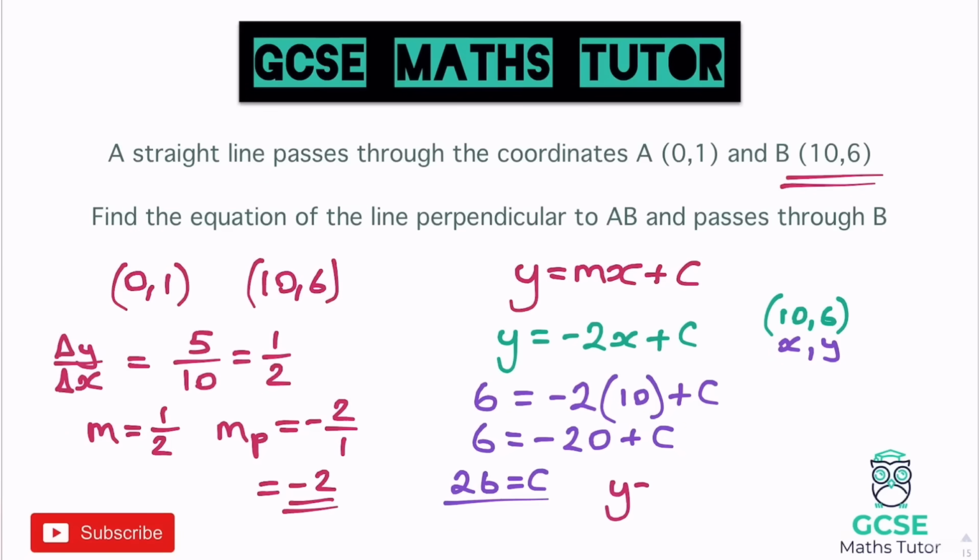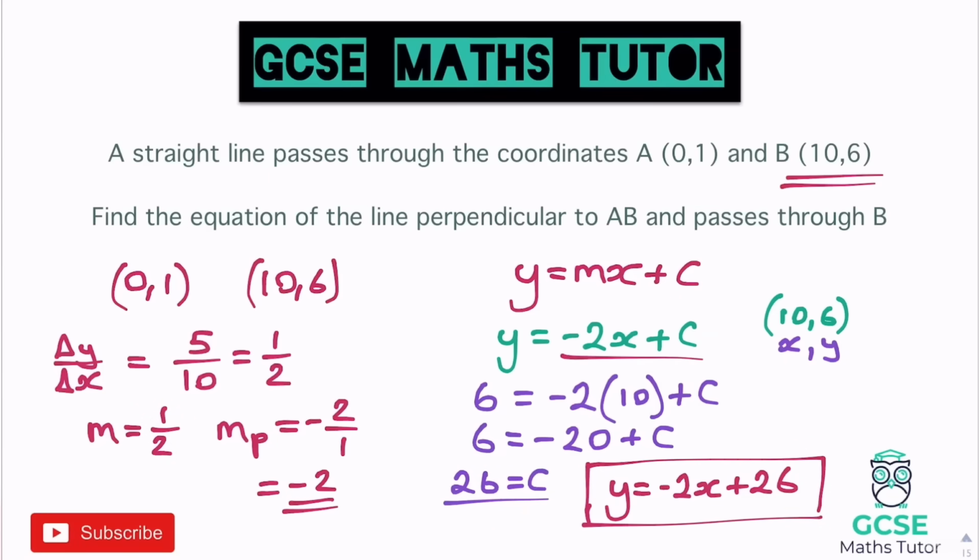So you have y equals minus 2x, which we have already had up here, but now we've got c, and that's positive 26, so plus 26. So y equals negative 2x plus 26. Again, you could rewrite that in another way. You could write y equals 26 minus 2x. I'm just going to leave it like that because it's fine to write either way. And there's the equation of that perpendicular line.